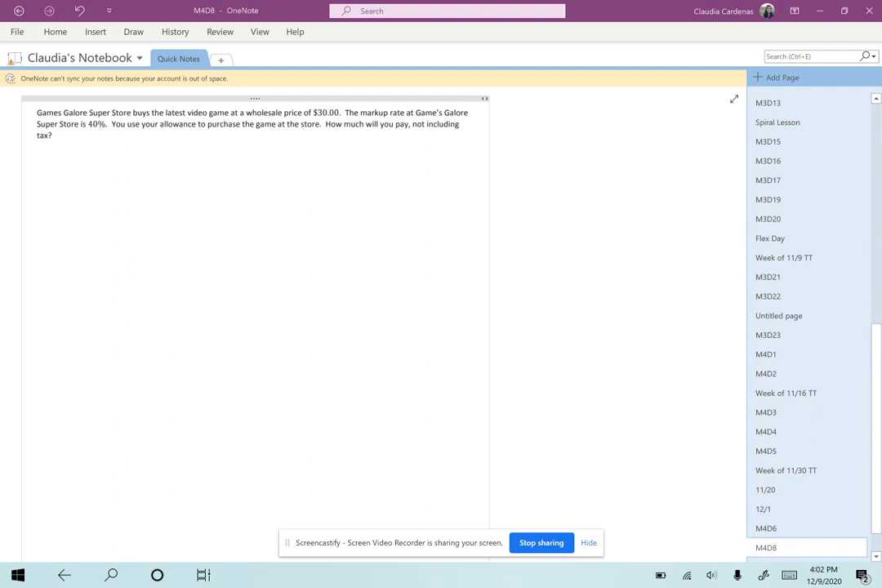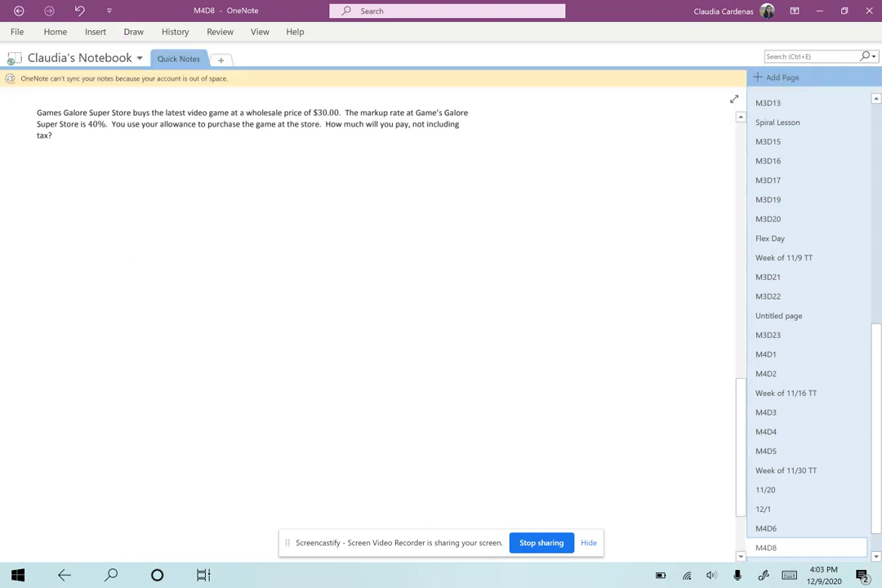Games Galore Superstore buys the latest video game at a wholesale price of $30. The markup rate at Games Galore Superstore is 40%. You use your allowance to purchase the game at the store. How much will you pay, not including tax? So now we can go sentence by sentence to see what the problem is giving us.